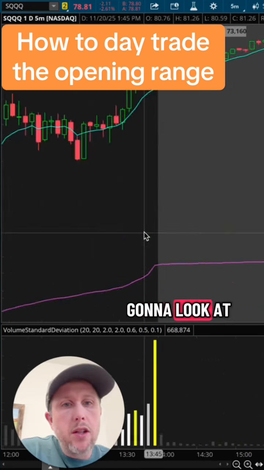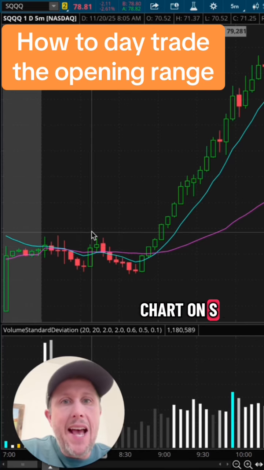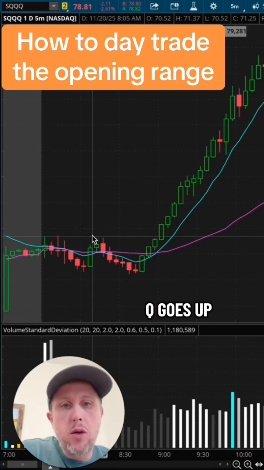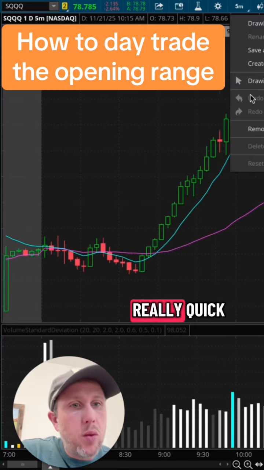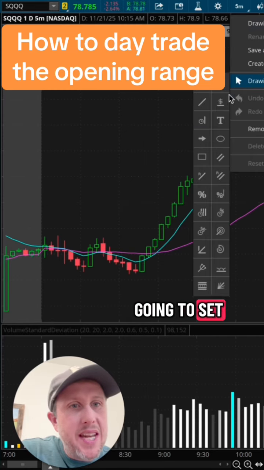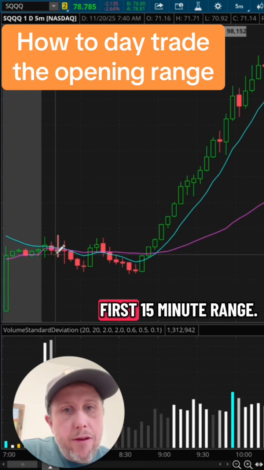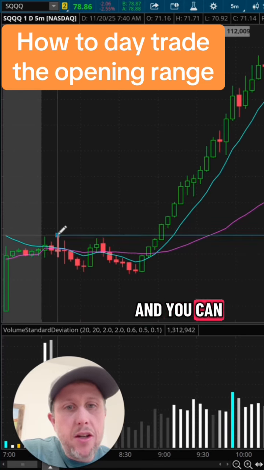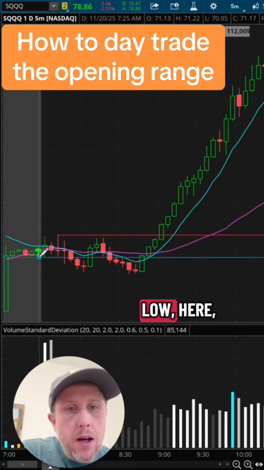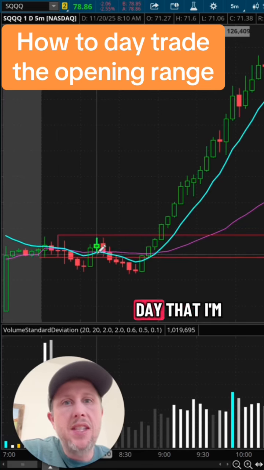So we're going to look at the 5-minute chart on SQQQ. SQQQ goes up when QQQ goes down. And so what I'm going to do really quick is I'm just simply going to set my price levels based on the first 15-minute range. So these first 3 5-minute candles here, and you can see we've got a high here, we've got a low here. This is the range of the day that I'm waiting on.